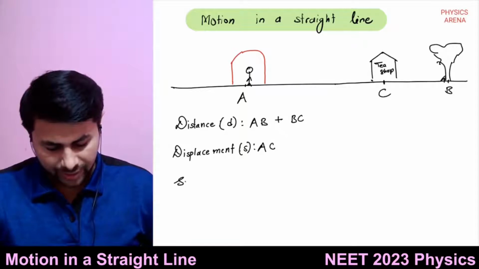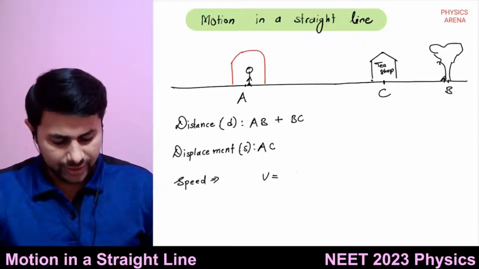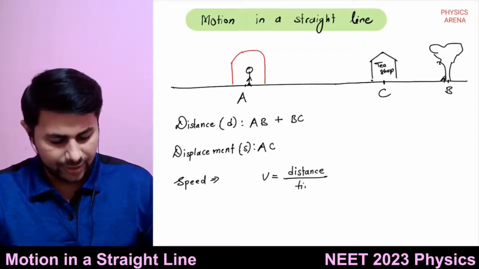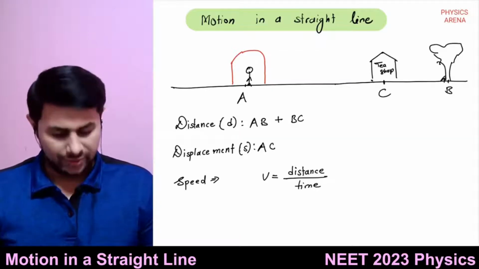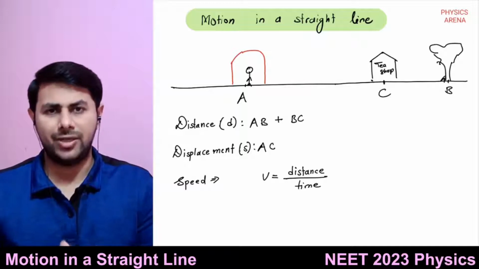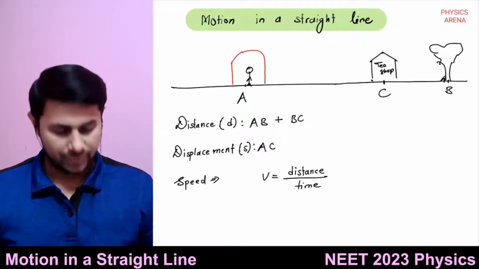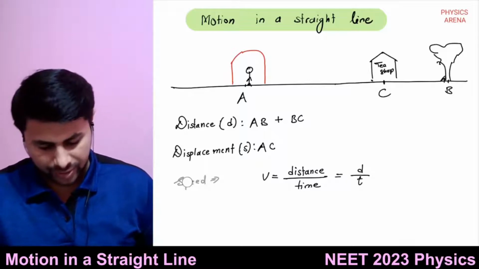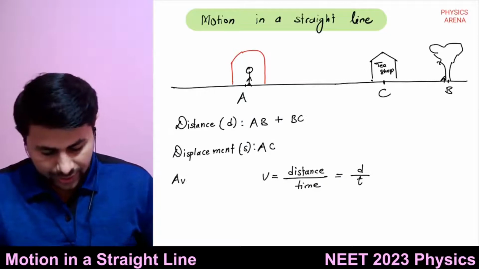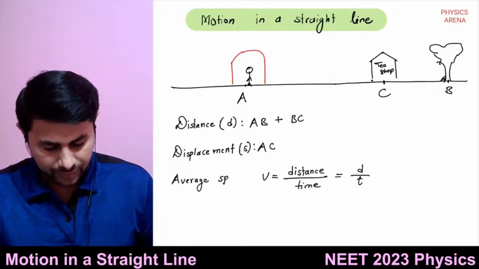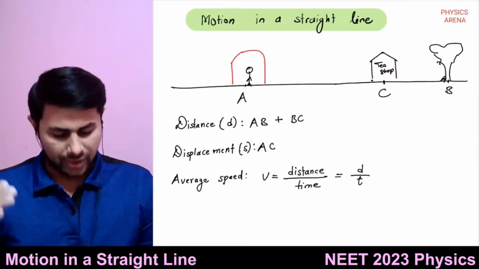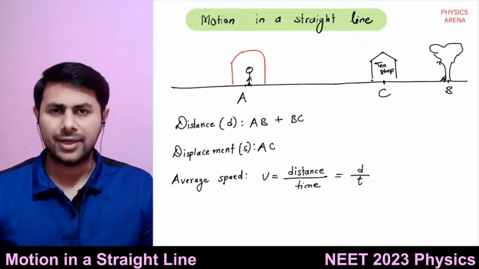So what is speed? Speed is defined as, let's denote it by V, distance covered divided by time taken, or you can say total distance covered divided by total time taken is the average speed for your motion. So it is d divided by t. This is my average speed. I am not finding out the speed at any particular instant, so I will just call it average speed.